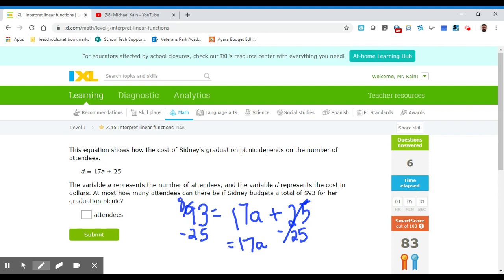And 17A equals 93 minus 25. Let's just use borrowing. 13. This is going to be 8 and 6. And if we divide both sides by 17, 68 divided by 17 is 4. So 4 attendees.